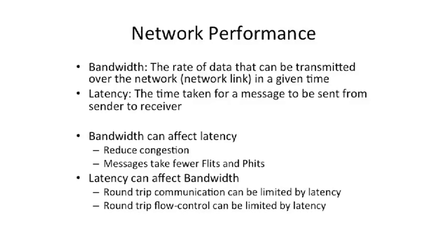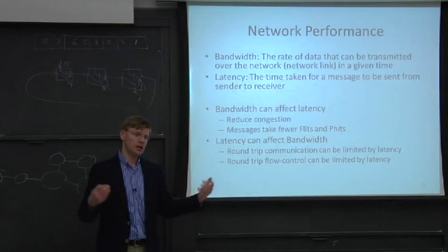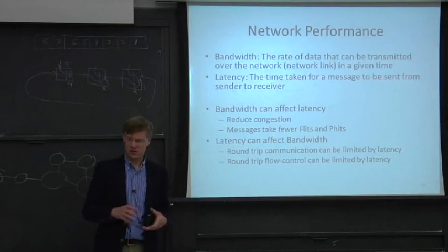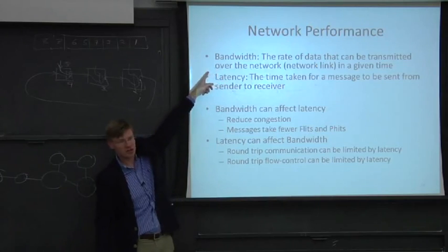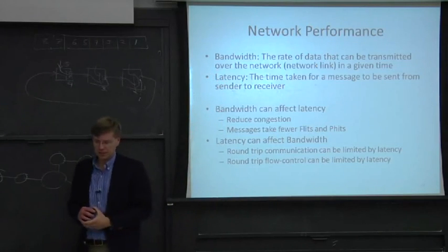First thing is bandwidth. So bandwidth is the rate of data that can be transmitted over a given network link divided by amount of time. OK, that sounds pretty reasonable. Latency is how long it takes to communicate and send a completed message between a sender and a receiver in seconds. So the unit on this is seconds. The unit on bandwidth is something like bits per second or bytes per second, so amount of data per second.